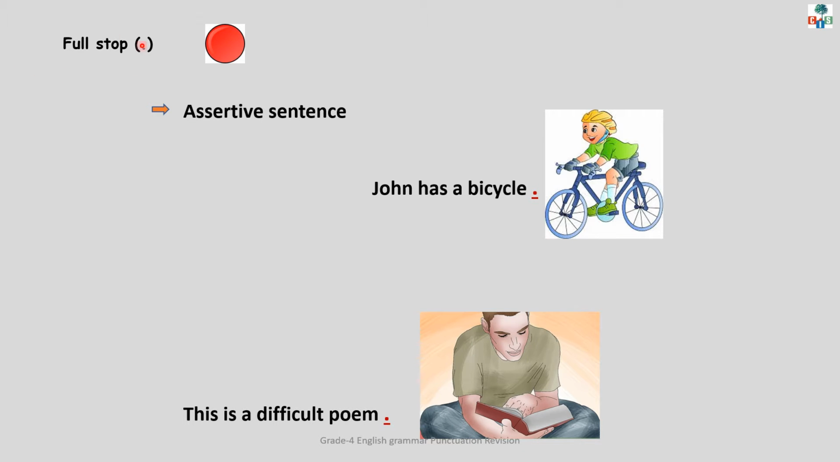Children, we already learned about the punctuation mark, the full stop. The full stop is used at the end of an assertive or an imperative sentence. When you want to say something, when you want to state something, those sentences are known as assertive sentences. Now, look at this example. John has a bicycle. This is an assertive sentence. You are just stating something. So at the end of this sentence, we will use a full stop. This is a difficult poem. Again, I am just saying something. So this is an assertive sentence, and at the end of an assertive sentence, we will use this punctuation mark, full stop.